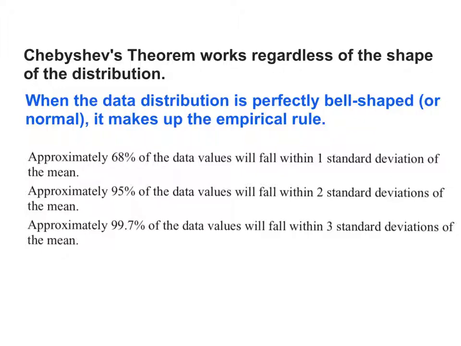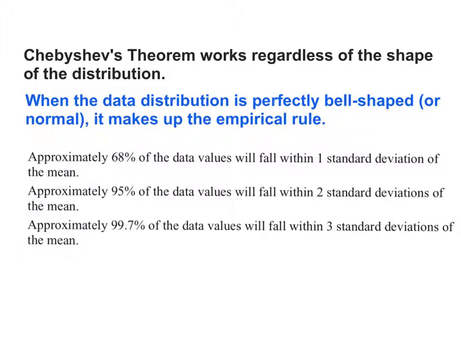Within two standard deviations, it's now 95% of the data. So when we said at least 75% for any distribution, now when we have the empirical rule, 95% of the data is within two standard deviations. And then 99.7%. So almost all the data is going to fall within 3 standard deviations if it's a perfectly bell-shaped curve or perfectly bell-shaped distribution.